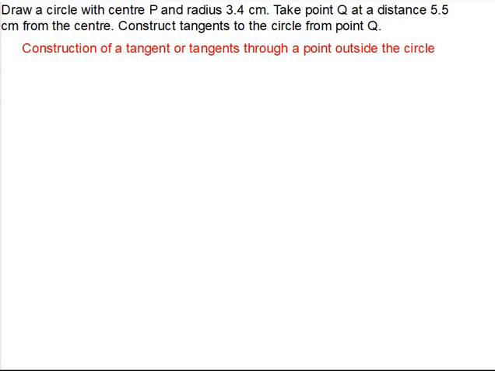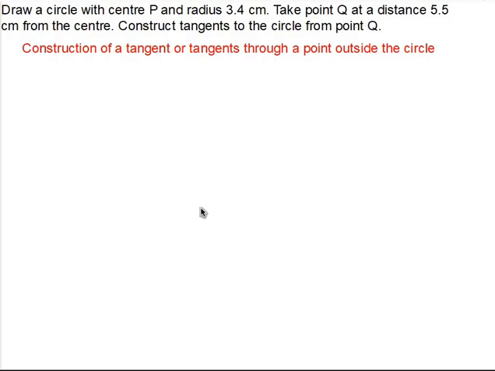Draw a circle of center P and radius 3.4 centimeters. Take a point Q at a distance of 5.5 centimeters from the center of the circle and construct tangents to the circle from the point Q. This question comes under the heading construction of tangent or tangents through a point outside the circle. That means the point lies outside the circle. So let us see the question.